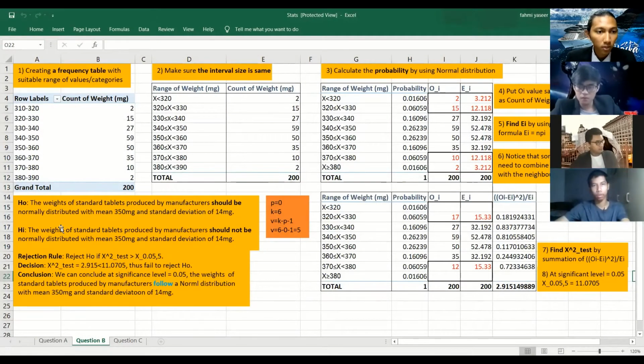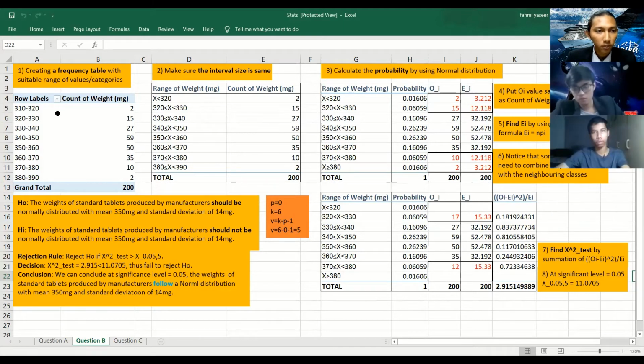So, at question B, the weight of standard tablet produced by the manufacturer should be normally distributed with mean 350 mg and standard deviation of 40 mg to pass the requirement of FDA. So, based on the given data, we need to analyze and create a frequency table with suitable range of value or category. As we can see from the first table, they have 2 columns. The first column is row label, and the second column is count of weight.